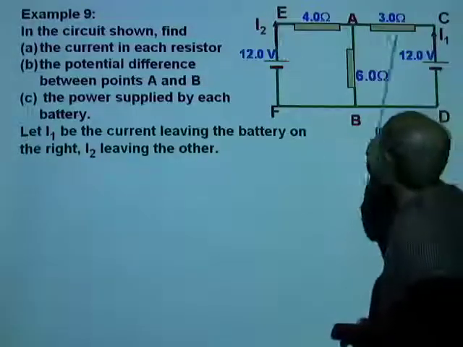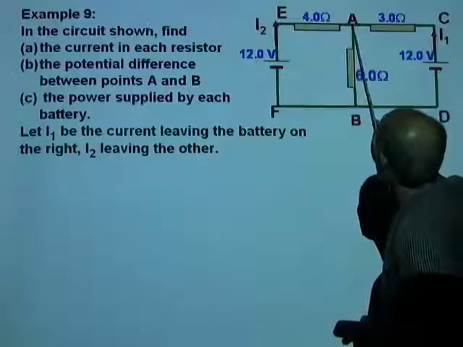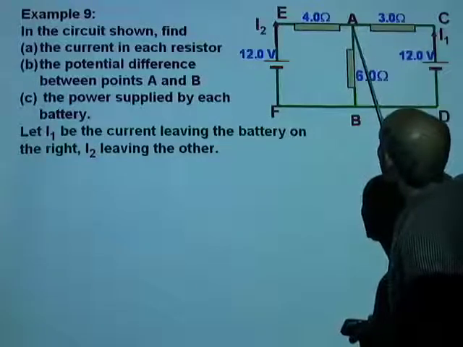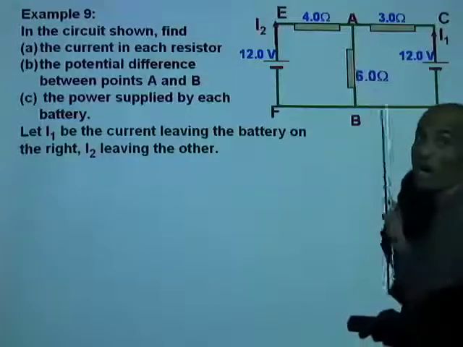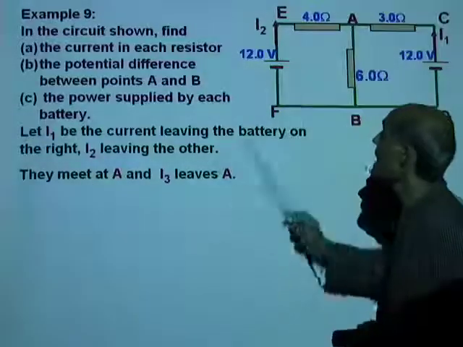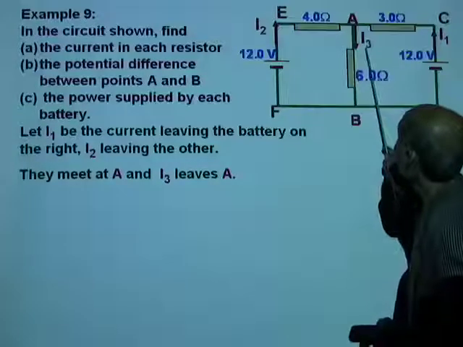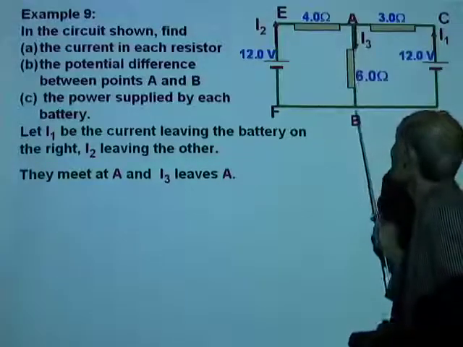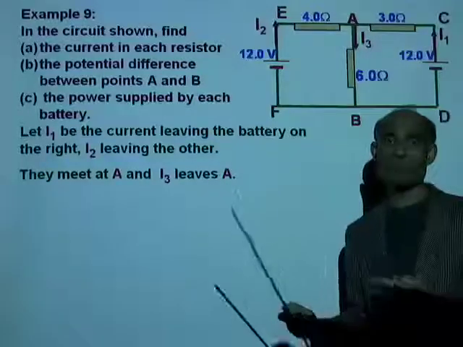Now that means I1 will reach A, I2 will also reach A, and they will combine together and flow through the 6 ohm. Alright? They meet at A and I3 leaves A. So let I3 be the current in the 6 ohm. I hope you are following how I'm setting it up.